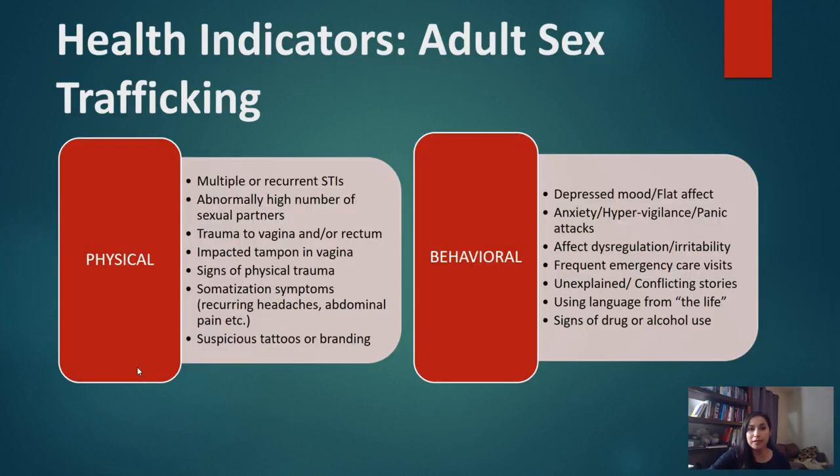Health indicators for adult sex trafficking. Physical indicators include multiple or recurring STIs, a high number of sexual partners, trauma to the vagina or the rectum, signs of physical trauma, suspicious tattoo or branding. Some behavioral indicators include depressed mood or flat affect, anxiety, frequent emergency care visits, unexplained or conflicting stories, signs of alcohol and drug use, and if they speak using terms like the life.